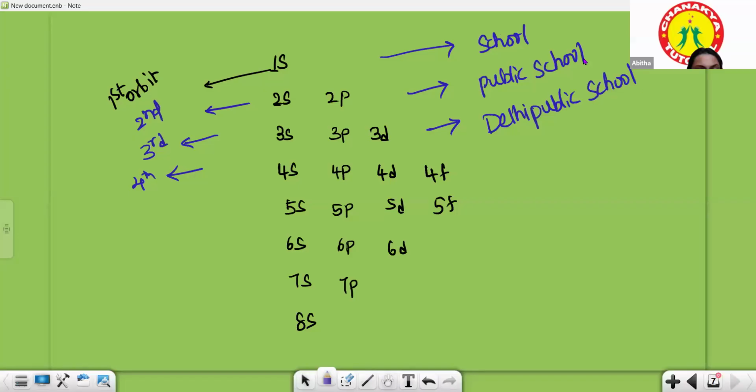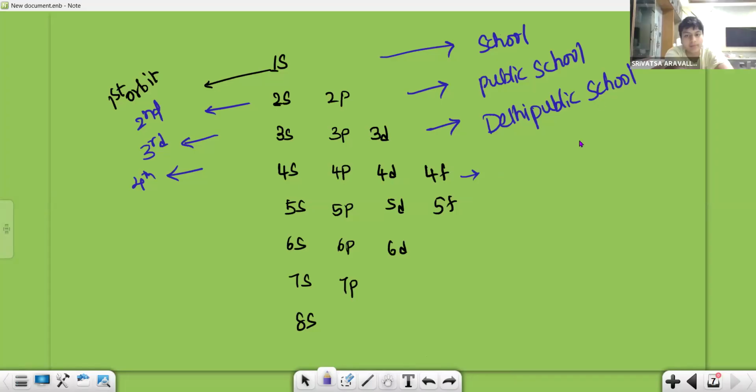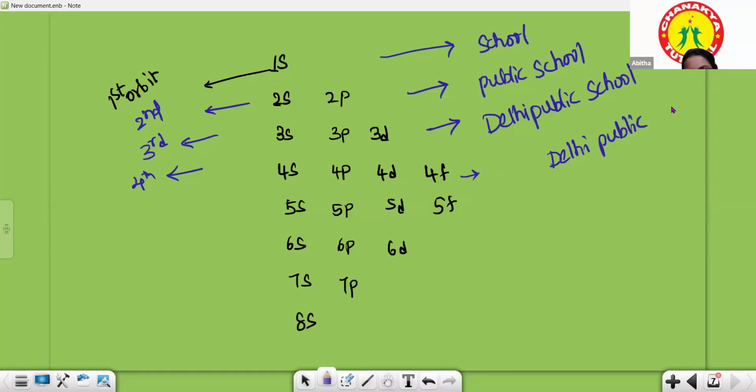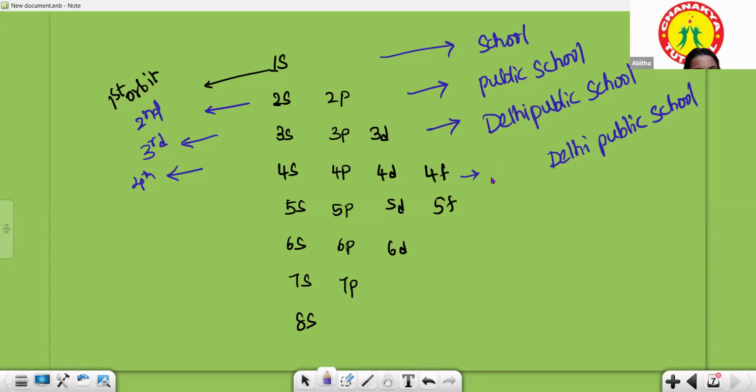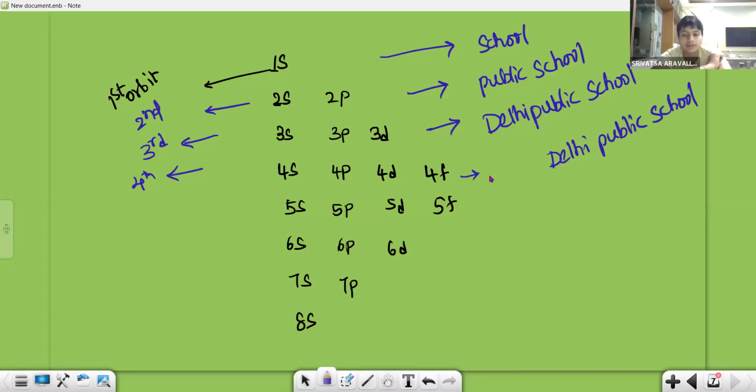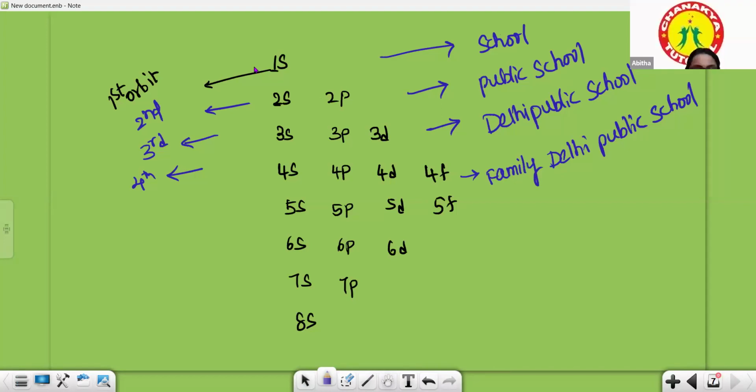The trend is very, very important, Srivatsa. Add a name for F first. Till here, you have to memorize for 4F. For DPS, we added Delhi Public School. For F, what can we add? We can add Family Delhi Public School. You can memorize it in this way.